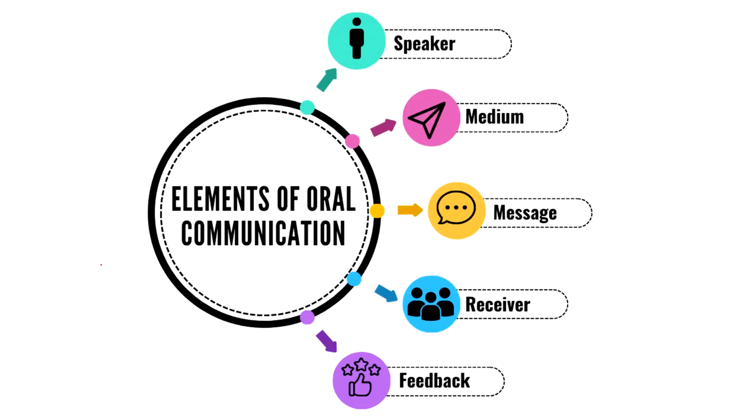Talking about the elements of oral communication. The first element is speaker. He is the one who initiates the communication. Next is medium. Medium is basically the means or method through which the message is sent. Message, it is the content of communication. Receiver, he is the recipient of the message. Lastly, feedback. The response from the receiver is feedback. Do you know? No response is also a response. Further, this completes the entire cycle of communication.